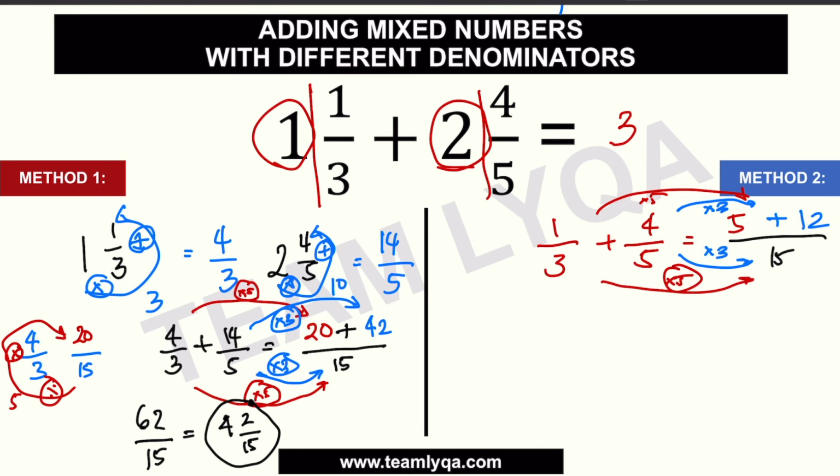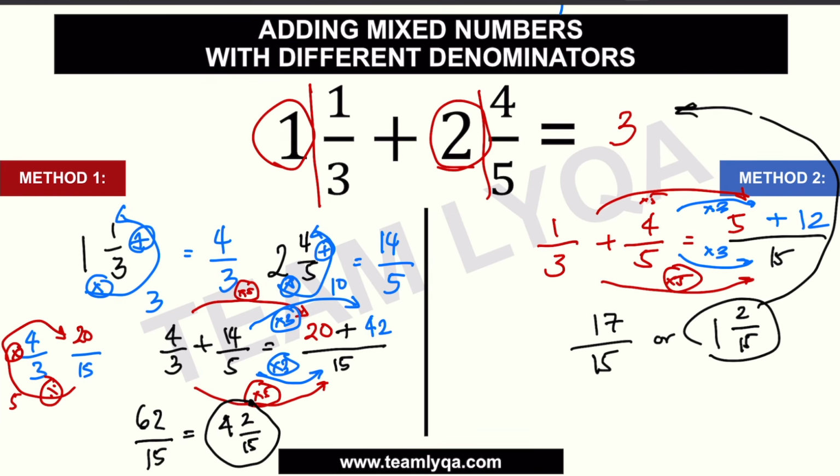Okay? And I will be left with, when I combine the 5 plus 12, 17/15, or 1 and 2/15. Which I will add to the earlier 3. So, I will be left with 4, because 3 plus 1 makes a whole. And that's 4. So, I'll just copy the 2/15. As you can see, again, they're the same.